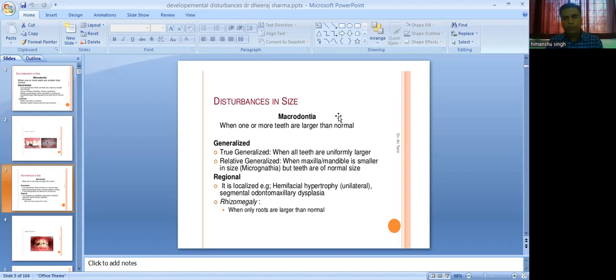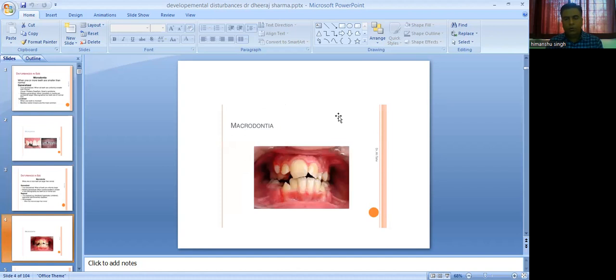Now, the next topic is macrodontia, when one or more teeth are larger than normal. Same as microdontia, it is generalized and also regional. Generalized is fully generalized when all the teeth are uniformly larger, and relatively generalized when the mandible or the maxilla is somewhat smaller in size, but the teeth are of normal size. Then we have regional, that is seen in facial hypertrophy of one side, and segmental odontomaxillary dysplasia. Rhizomegaly is when only the roots are larger than normal. Here you can see in this photograph, the maxillary central incisor is somewhat larger than the other.